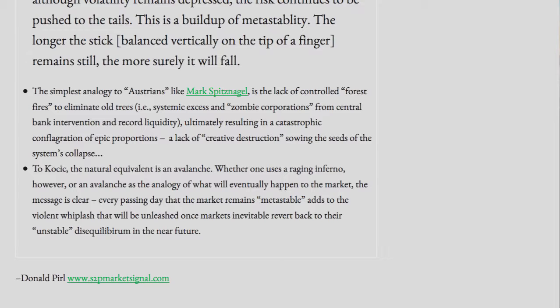To Kochik, the natural equivalent is an avalanche. Whether one uses a raging inferno, however, or an avalanche as the analogy of what will eventually happen to the market, the message is clear. Every passing day that the market remains metastable adds to the violent whiplash that will be unleashed once markets inevitably revert back to their unstable disequilibrium in the near future.